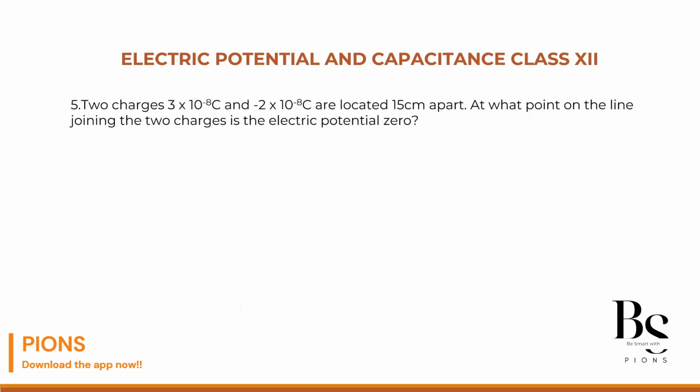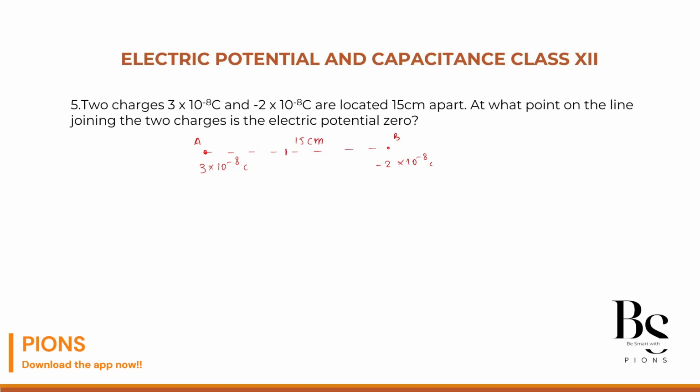Question number 5. Question 5 says 2-point charges. The first charge is here, which is 3 into 10 to the power minus 8 coulomb. And the second charge, let's say it's here, is minus 2 into 10 to the power minus 8 coulomb. Both are located 15 centimeter apart. So the separation between both the charges is 15 centimeter. This is A, this is B. Point A and point B where the two charges are placed.